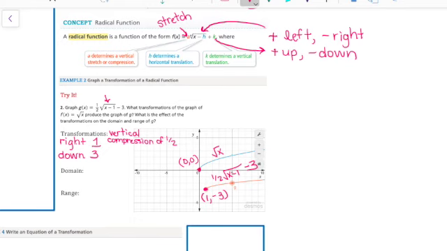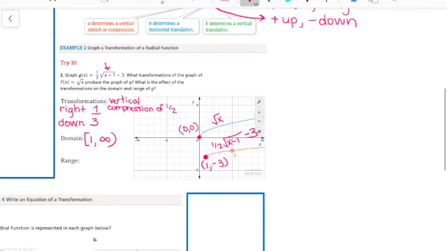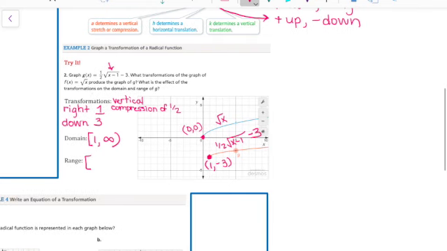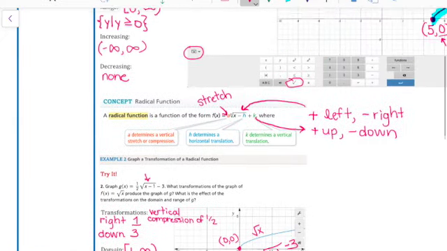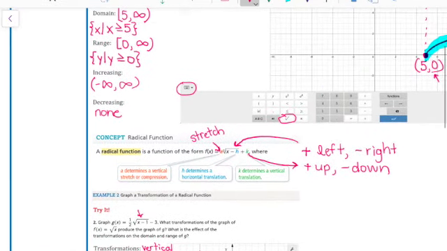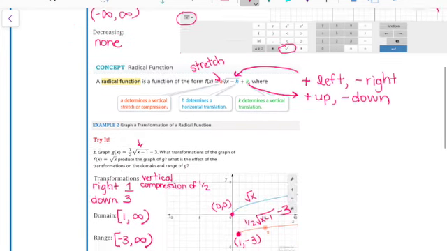All right, my domain of the new function starts at 1 and goes to infinity. My range starts at negative 3 and goes to infinity. I challenge you to try writing those in the set notation, which is like we did here and here.